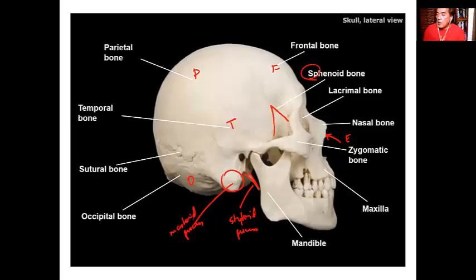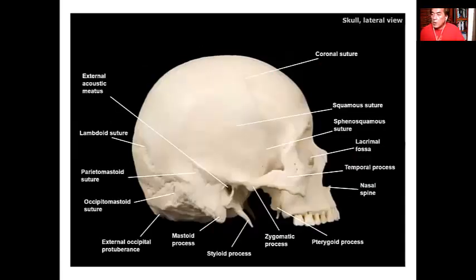So basically, these are the ones that we will look at on the skull. Here is going to be the same thing, but I want you to concentrate on the sutures. The basic sutures are only four. The one that separates the frontal and parietal is the coronal suture.